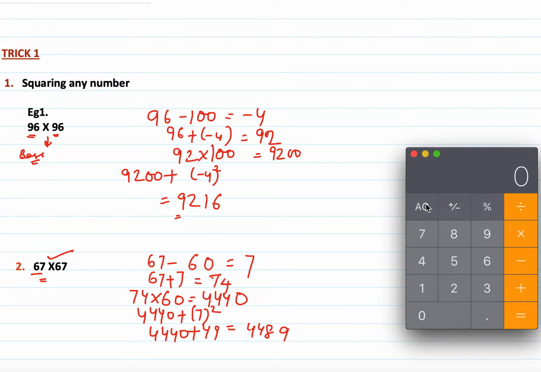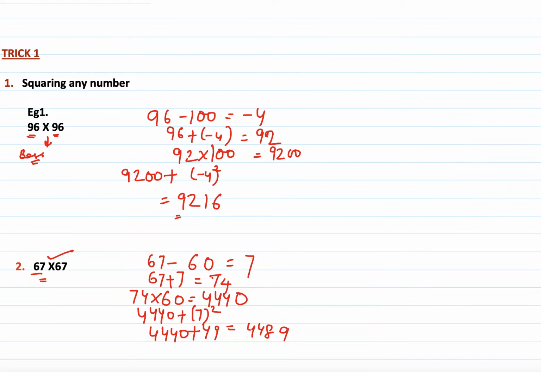So our number is 67 into 67, 4489, correct. Now check 96 into 96, our answer will be 9216. It is correct. So now let's check one or two more examples with this.